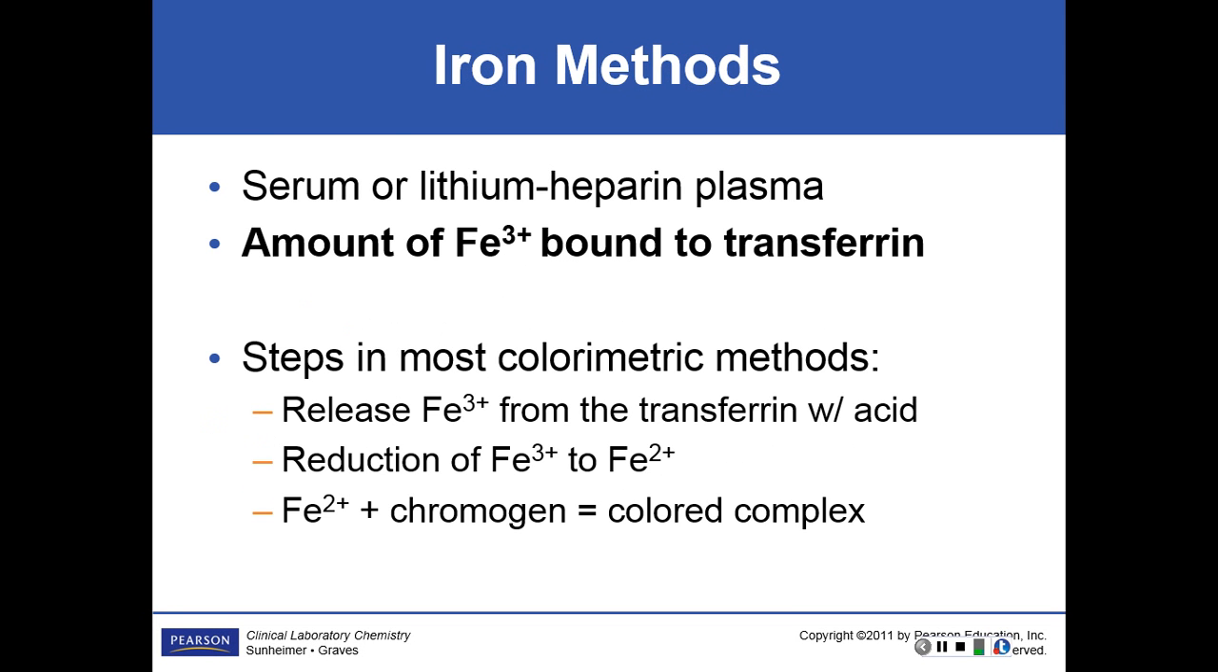For our testing methodology, we need serum or heparin plasma. The other anticoagulants do interfere. We are going to actually measure the amount of iron 3+ that is bound to this transferrin. Most of the steps in methods consist of a colorimetric method where we release this 3+ iron from the transferrin and reduce it to the 2+ for binding to a color chromogen to make a color complex.